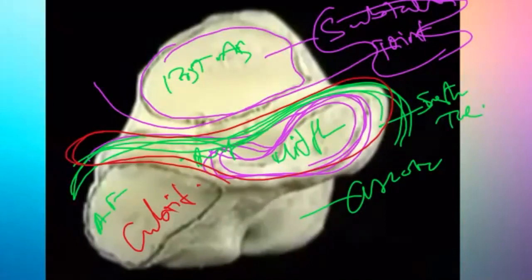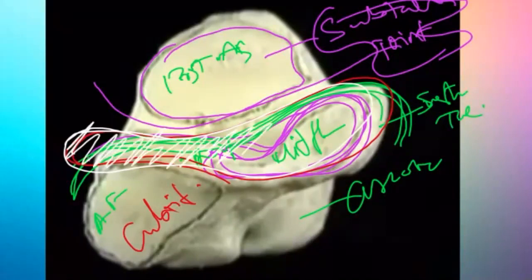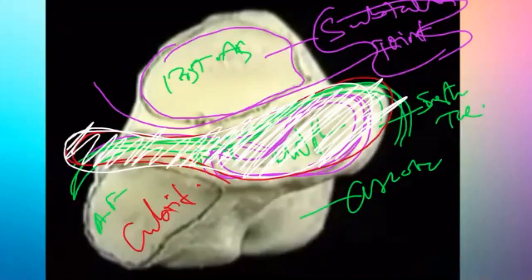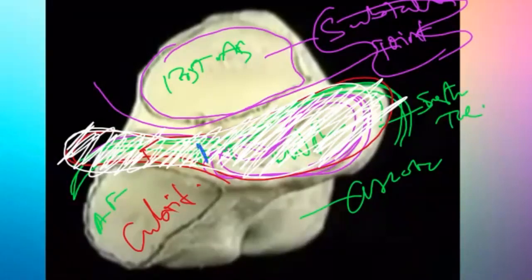So the entire space in the red and white, this is what we call as the TCN joint, right? The whole white space. Talocalcaneonavicular joint, right?